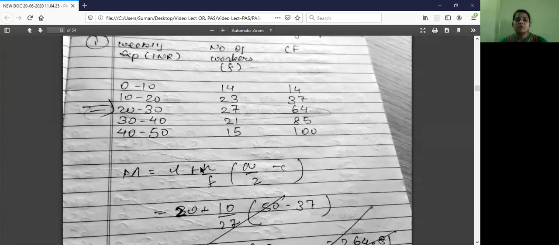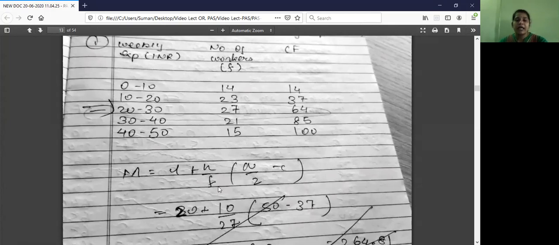Got it? So let us put all these values in our formula. L, this is our class interval. So what is the lower limit of the median class? 20. And what is the upper limit of the median class? 30. So we write L is equal to 20. H means the width of the median class. The difference is 0 to 10, 10, 10 to 20, 10. So we write h is equal to 10.